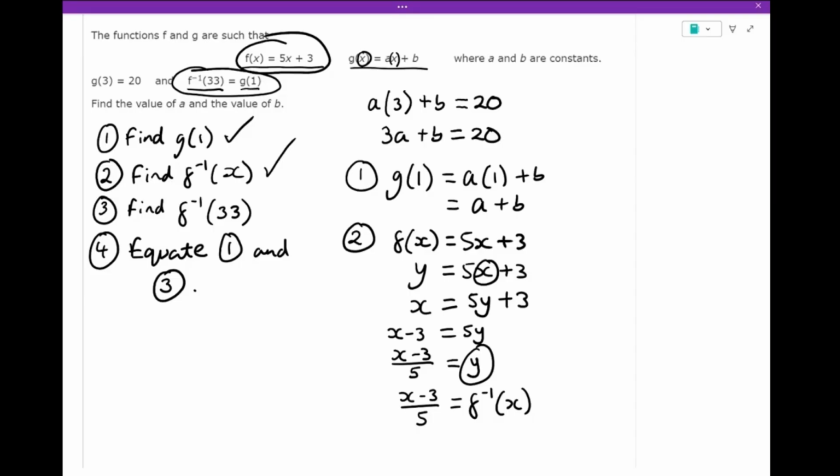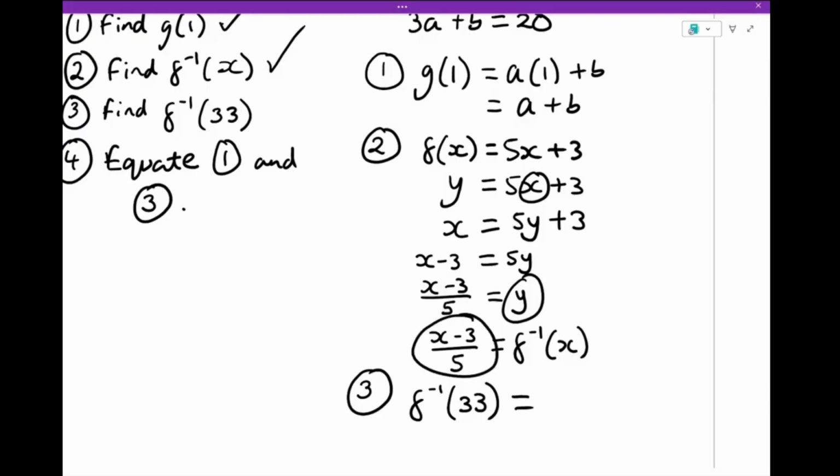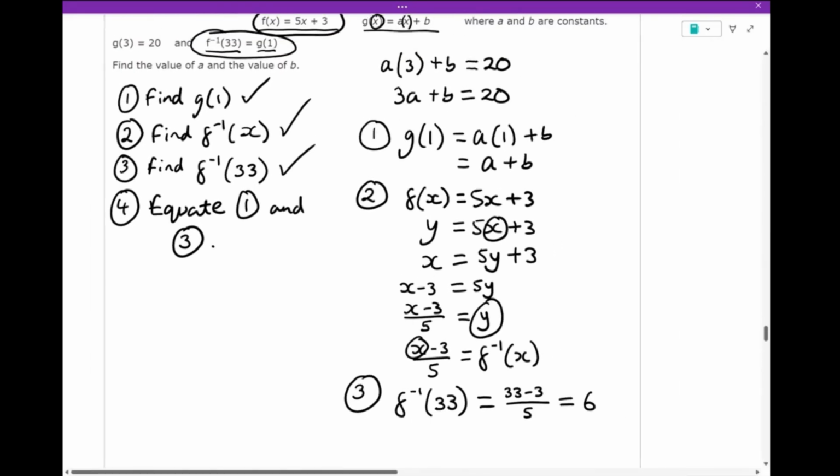We're now going to do step 3, which is finding the inverse of 33. So I need to substitute 33 in for x. I go to my inverse function and replace the x with 33. So we'd have 33 subtract 3 divided by 5. On the numerator we get 30, divided by 5 we get 6. So that is step 3 done. Now we can move on to step 4.